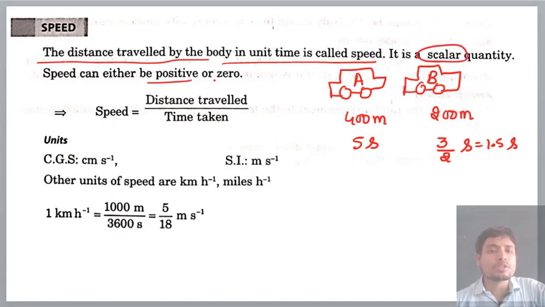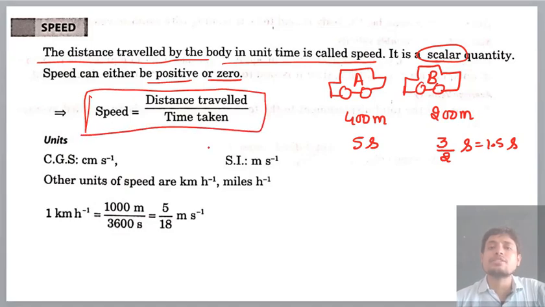It can be positive or zero. It can never be negative. The formula for speed is distance upon time. Distance is always a positive quantity, time is always a positive quantity. That's why speed is always positive.